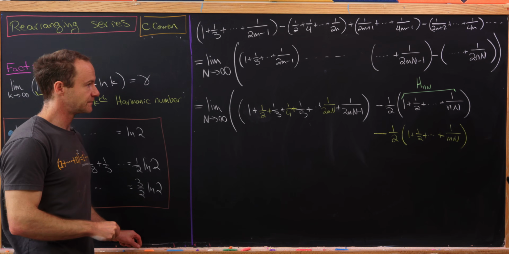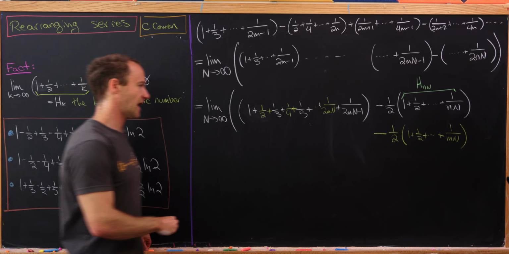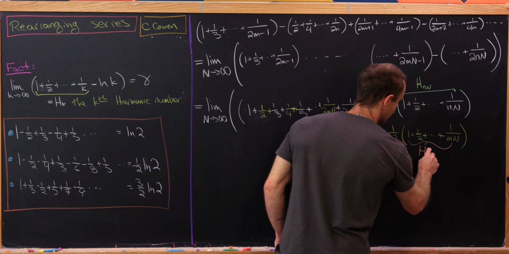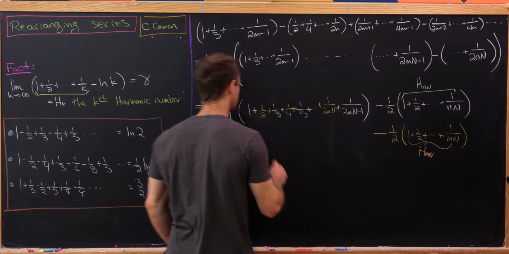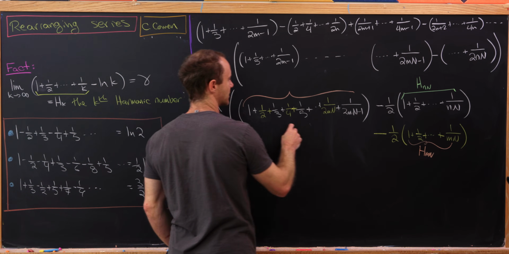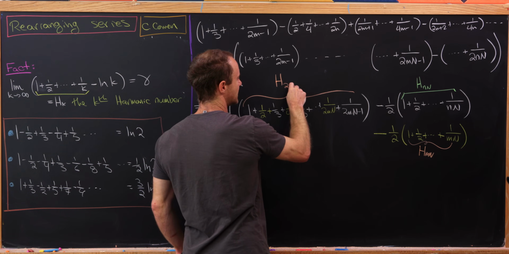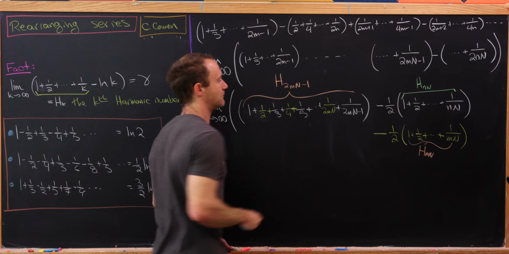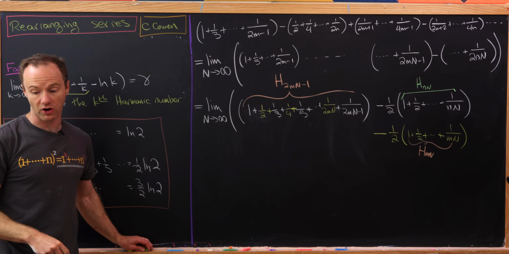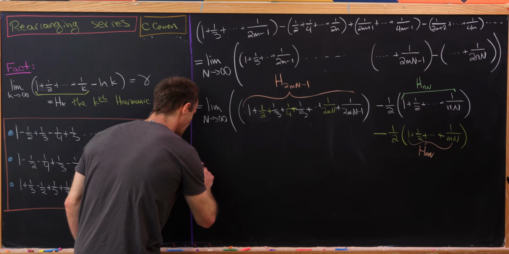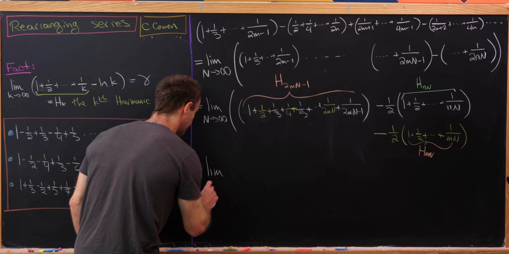Okay, great. And now let's observe that we've created another harmonic number here. This is H sub mn, and a harmonic number here. So this is H sub 2m capital N minus 1. That's kind of a gnarlier harmonic number, but I think that's okay. So now let's rewrite this limit using all of that information.